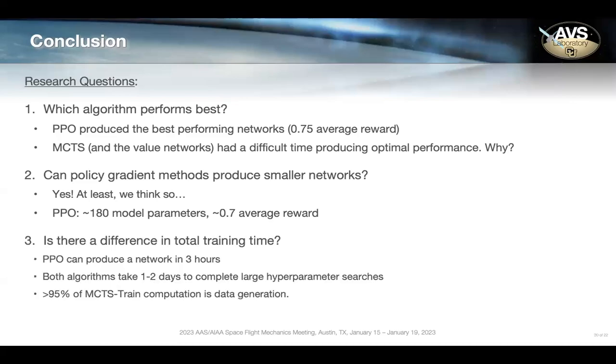And then lastly, is there a difference in total training time? So it really depends. PPO can produce a single network in only about 3 hours. But to do a large hyperparameter search, both algorithms take 1 to 2 days to complete that search. For MCTS, this is largely due to the time it takes to generate the training data, right? So that's really what takes most of your 1 to 2 days. When you have all the training data and you have a good GPU, it only takes a couple hours to train 30 or so networks.